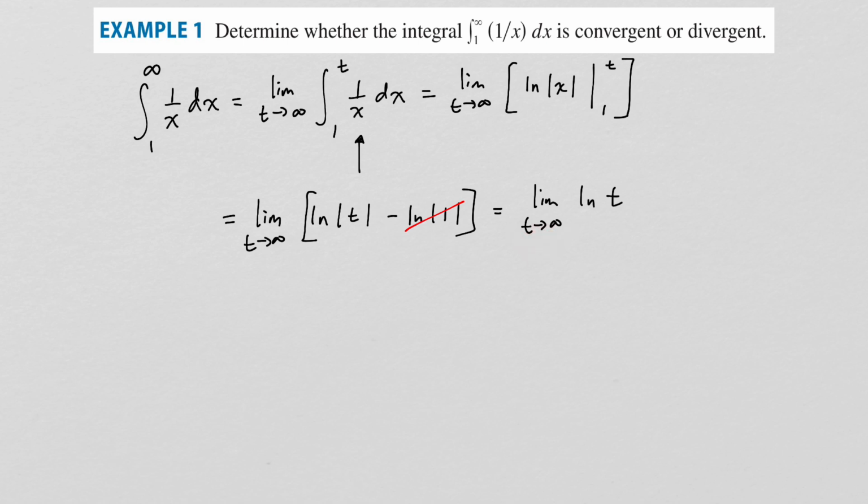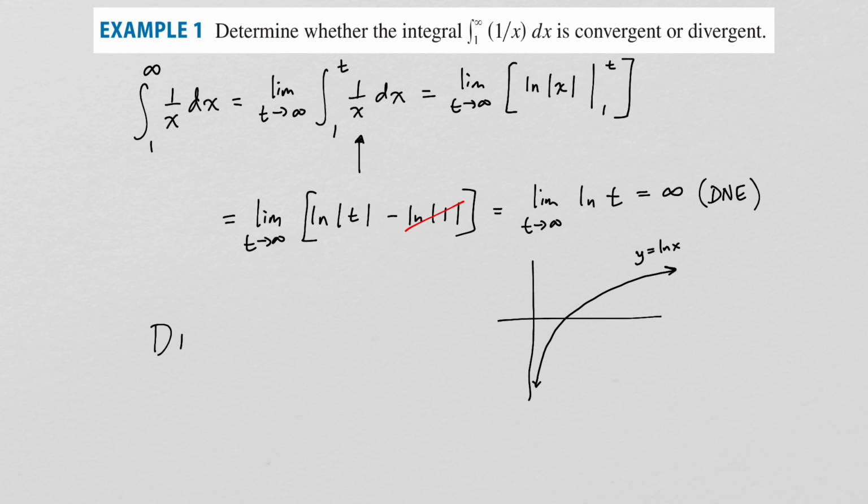So what happens here? What is the limit as t goes to infinity of the natural log of t? Well, think about what the natural log graph looks like. We know that as we plug in larger numbers into our natural log function, the values of natural log get larger and larger. Now, they do so very slowly, but this graph does continue to rise indefinitely. And so this is infinity. So because the answer here is infinity, technically that means this limit does not exist, and that means that this integral is divergent.